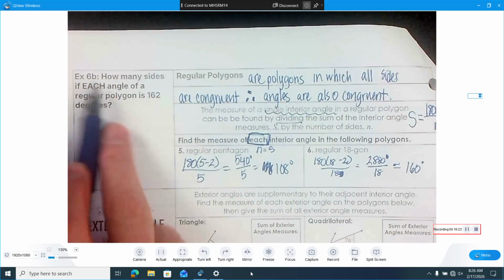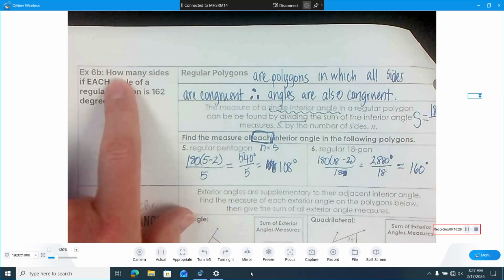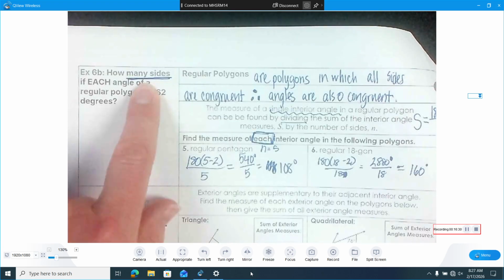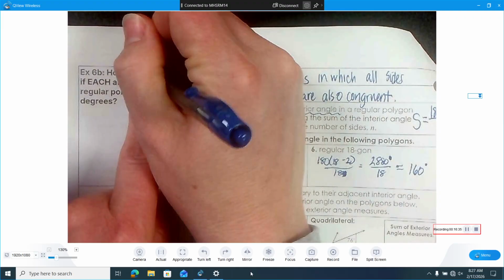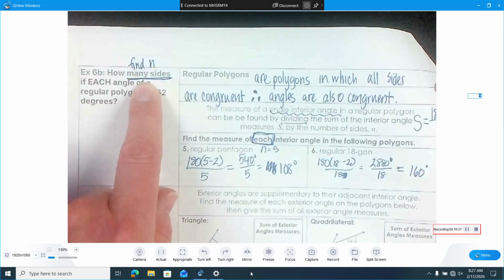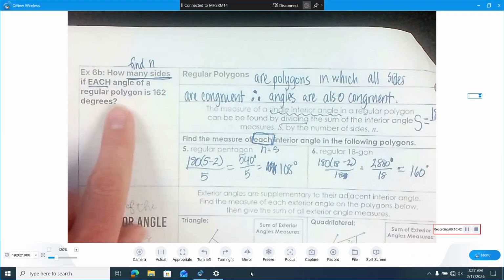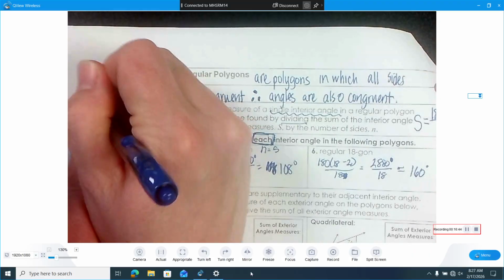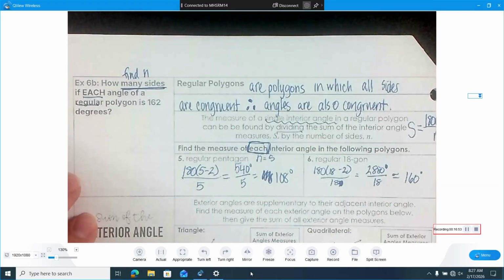Over here, 6B. Again, I got to flip this question around. It's asking how many sides. What's it asking for if it's asking how many sides? What are we trying to figure out? Yeah, it says find n. So we need to solve for n if each angle of a regular polygon is 162 degrees. What do you suppose we need to do?